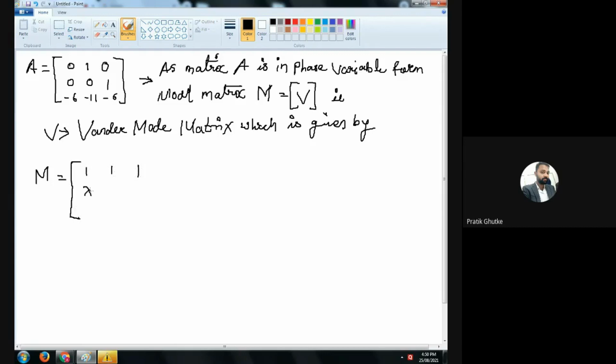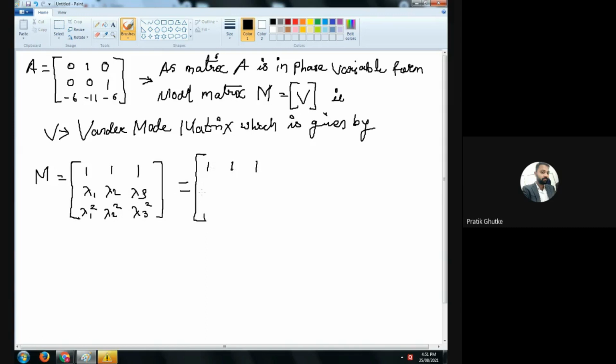In the next row it would be lambda 1, lambda 2, and then lambda 3, and in the third row there would be the square of these. So lambda 1 square, lambda 2 square, and then lambda 3 square. So this is the modal matrix form in case of the Vandermonde matrix. So capital M matrix is written as 1 1 1, lambda 1 lambda 2 lambda 3, and then lambda 1 square, lambda 2 square, lambda 3 square. So with the help of this M matrix, can I write this matrix V? Yes. I have lambda 1, lambda 2, lambda 3 also. So what is my lambda 1?